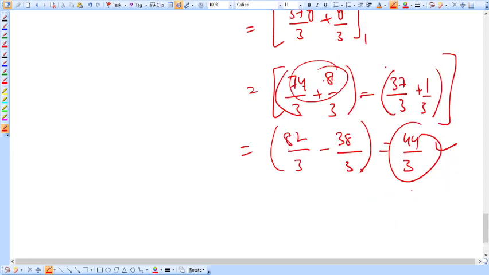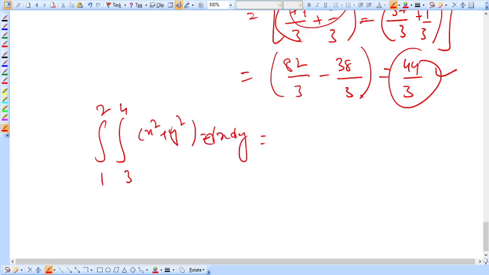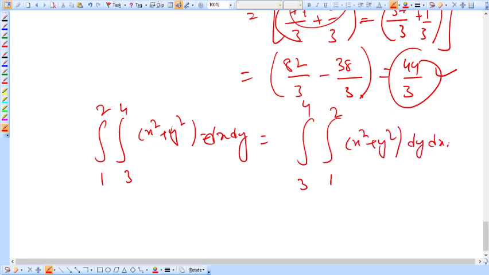So therefore you see, the integral from 1 to 2, 3 to 4, x square plus y square dx dy is equal to the integral from 3 to 4, 1 to 2, x square plus y square dy dx.